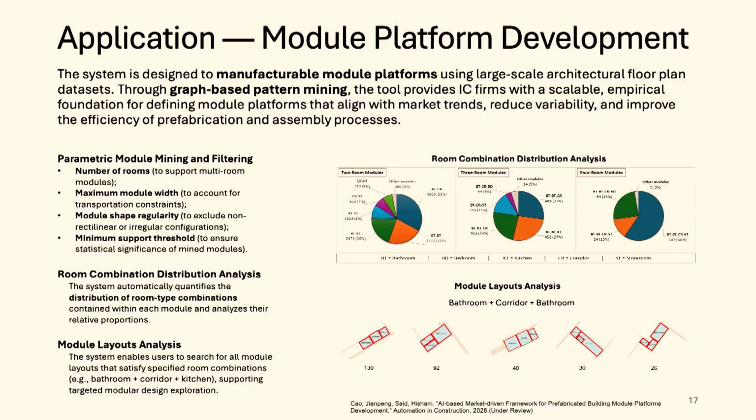Then the user can input the module features, such as the number of rooms to support multi-room modules, and the maximum module width to account for production or transportation constraints. They can also input the module shape regularity, which is basically for architects to exclude some irregular module configurations. Finally, you can input the support threshold to ensure statistical significance. Also, make sure you match the local market demand.